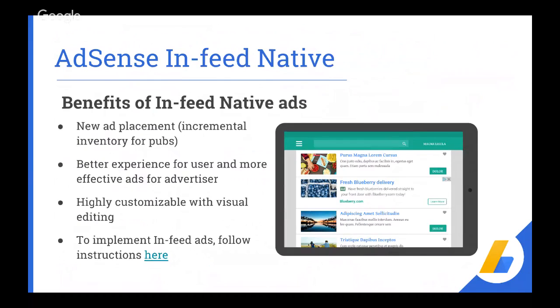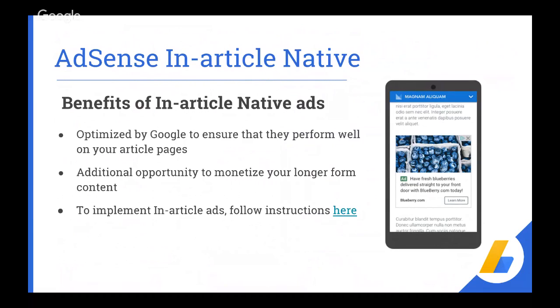Next slide. In-article. So in-article ads are the second type of native ads that we have launched. Just to reiterate some things that are similar between in-article and in-feed, they are optimized by Google to ensure they perform well on your article pages, which means optimized by Google is an option that helps you choose native ads and high eCPM display ads. So this option will make sure that the ad with the highest CPM is always showing within your article. This is an additional opportunity to monetize your long form content. And we will share this presentation with complete steps on how to implement the in-article ads as well.